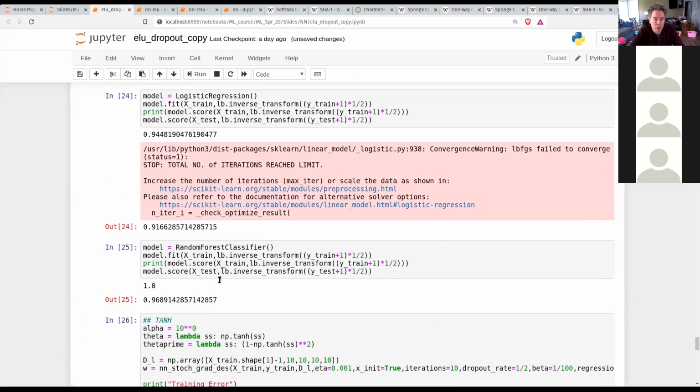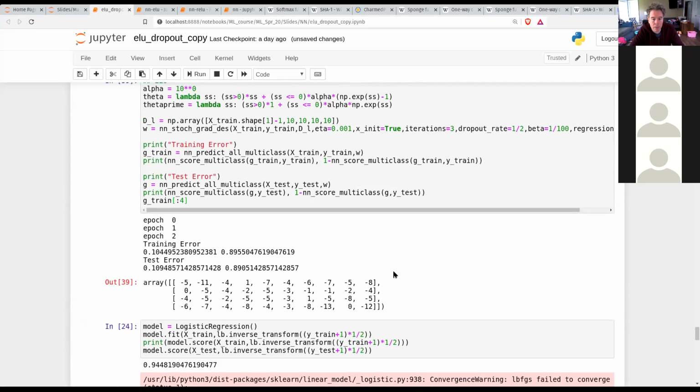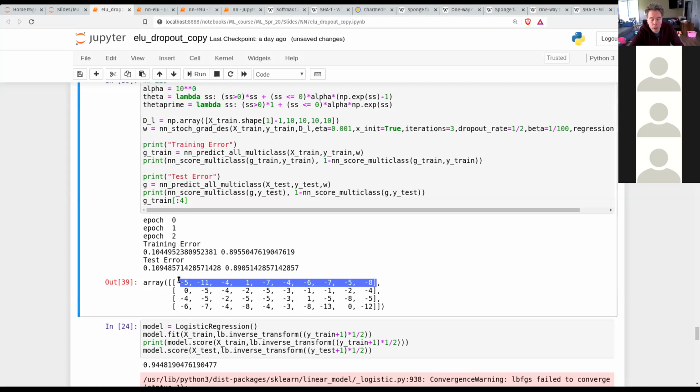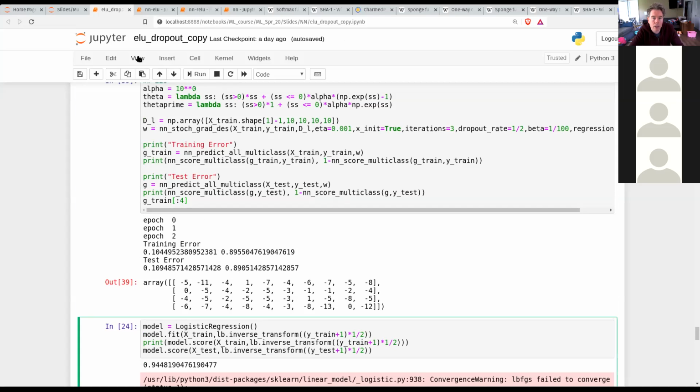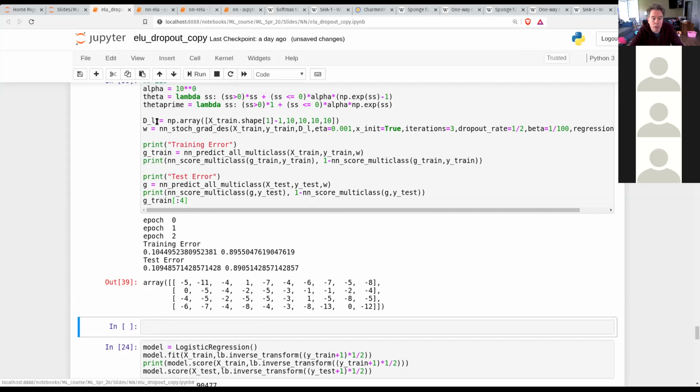So let's see if this thing is finished. Okay, it did. All right, and so this is what the output from the network looks like. You can see that for this one, a lot of these values are negative, except that there's a 1 in this position. So that's 0, 1, 2, 3. So it's predicting that 3 is the output for the first one.